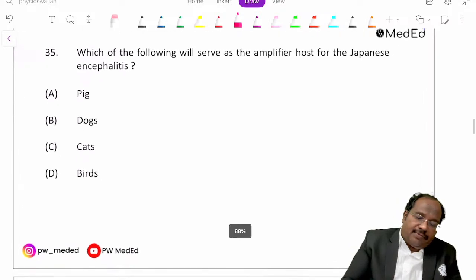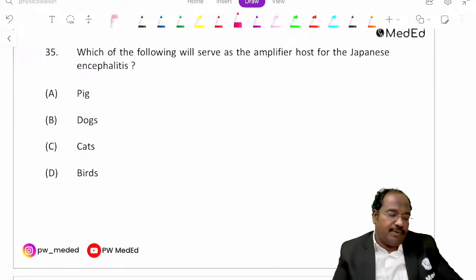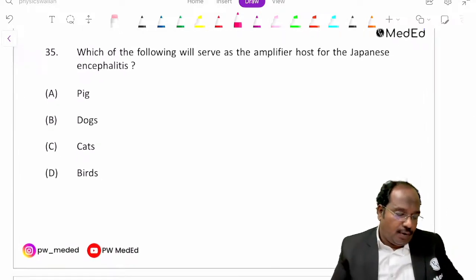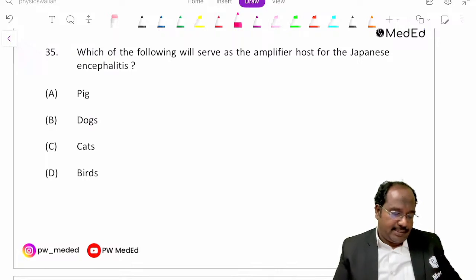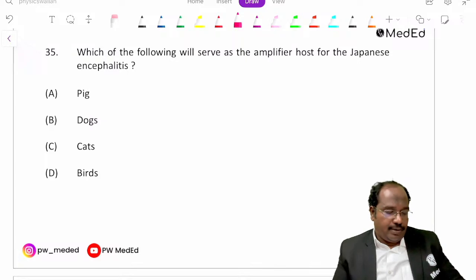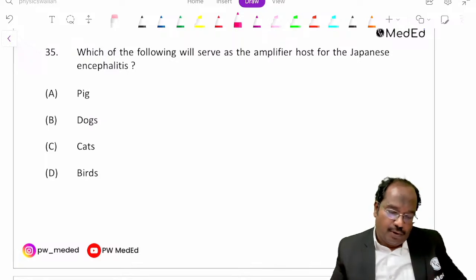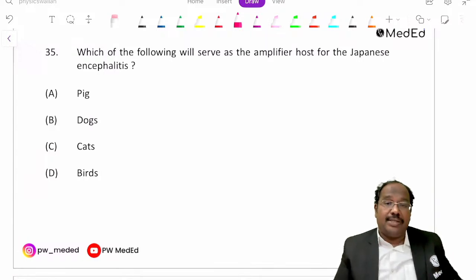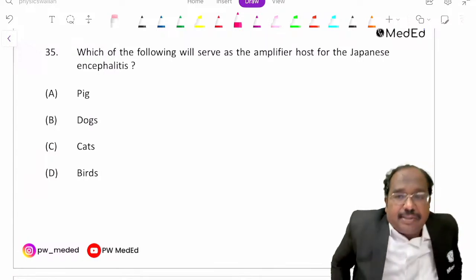What is the answer for this question, guys? Which of the following can act as an amplifier host for Japanese encephalitis?